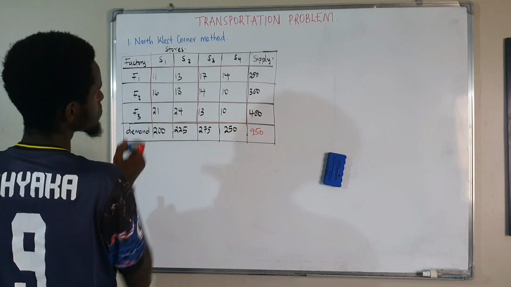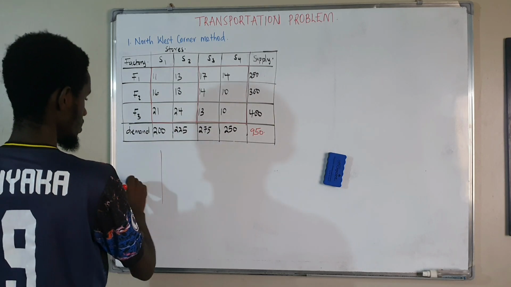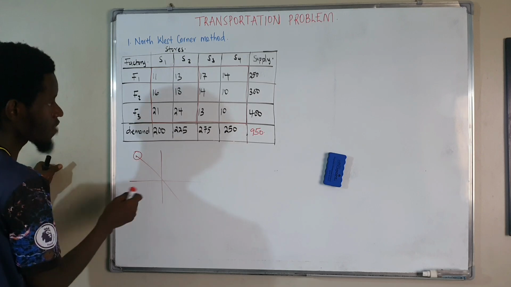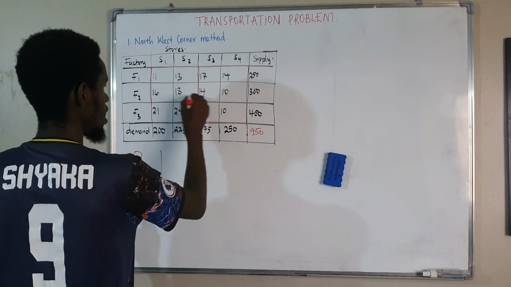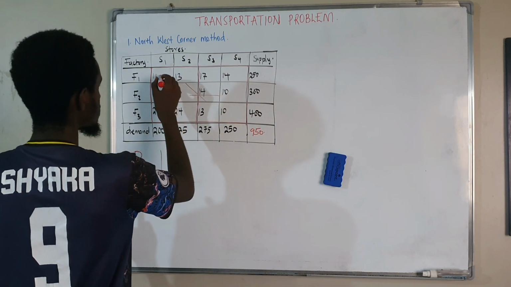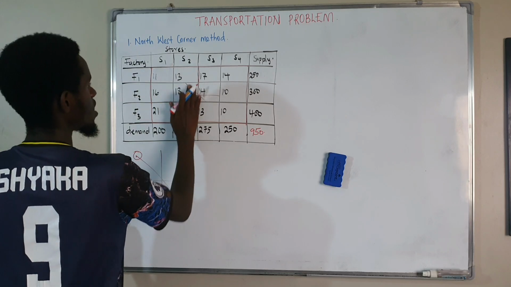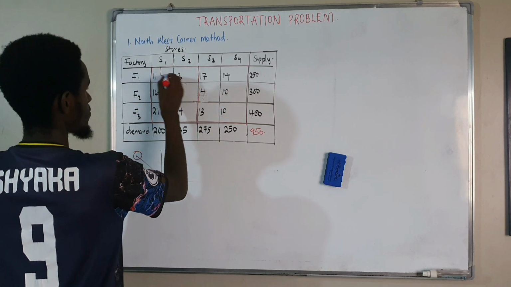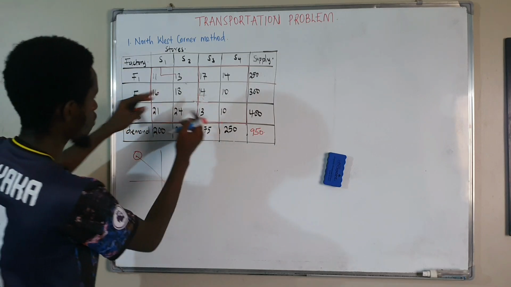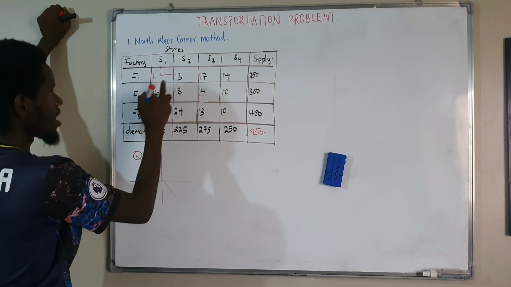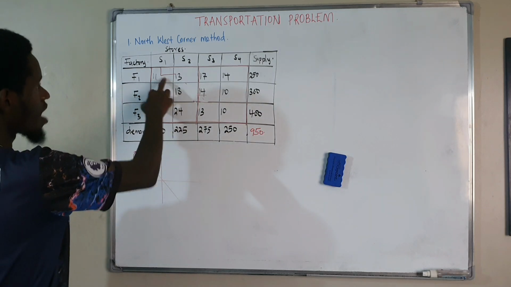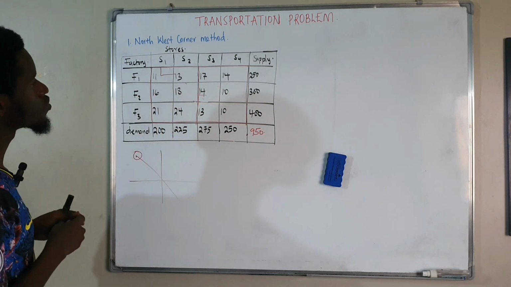If I try to sketch my northwest, remember, my compass is like this. Now, northwest is always this side. This is the northwest corner. Therefore, if I try to sketch my compass here, my northwest corner is going to be this northwest corner. If I try to put this compass here, I will say that my northwest corner is going to be this one here.